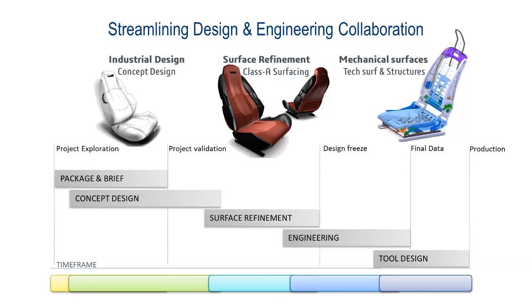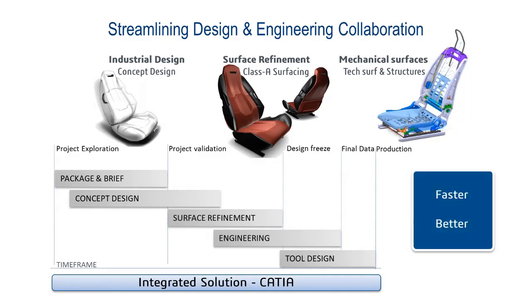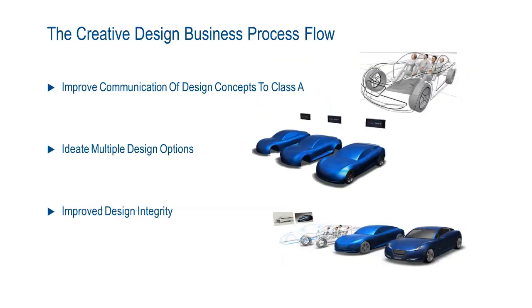The advantages of having an integrated solution are numerous, but the bottom line is that it can be streamlined, and the time frame from industrial design to tool development can shrink. This will also facilitate better decision making at all levels for a better end product. So how can the creative design business process flow on the 3D Experience platform help? Well, it improves communication of design concepts to Class A. For example, rapid conceptual modeling to hand off to Class A and engineering groups at an earlier stage.